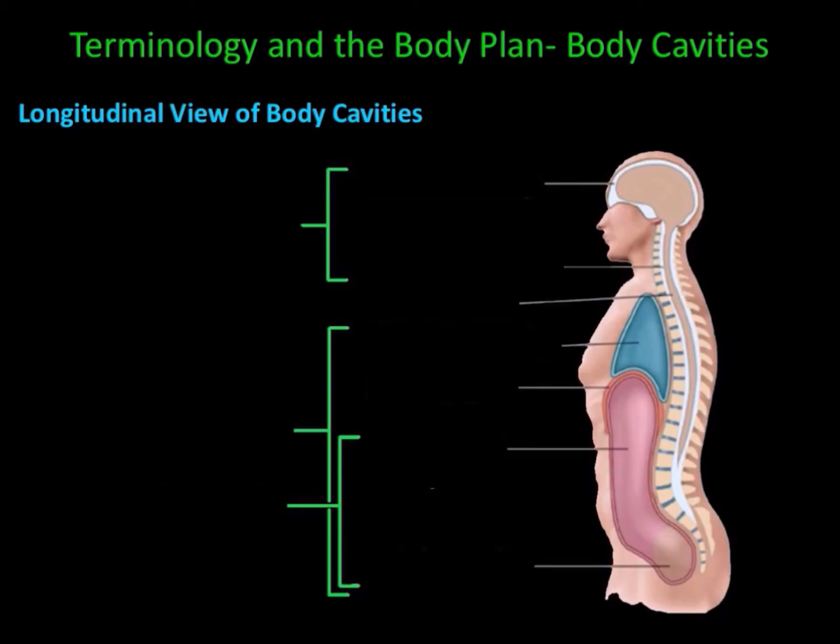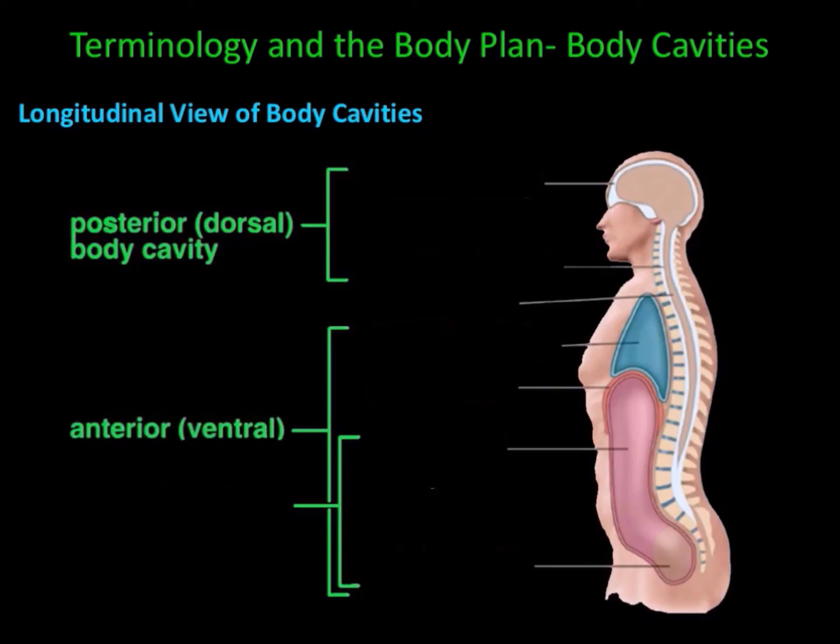In this video, we're going to talk about body cavities and serous membranes. A cavity in the human body is an open area in which you can find organs. There are 2 major body cavities of the human body. The first one is called the posterior or dorsal body cavity, and the second one is called the anterior or ventral body cavity. And each of these cavities can be further subdivided.